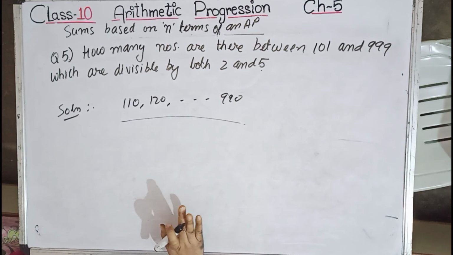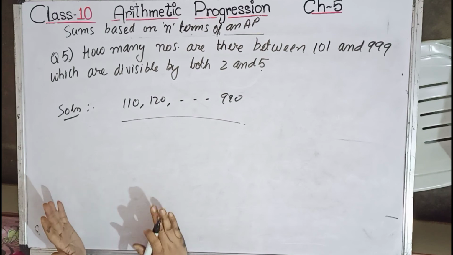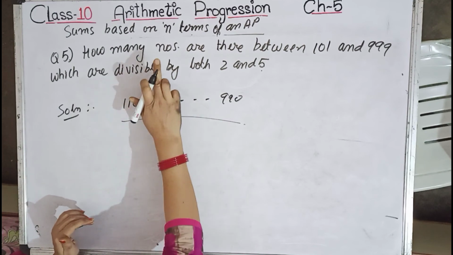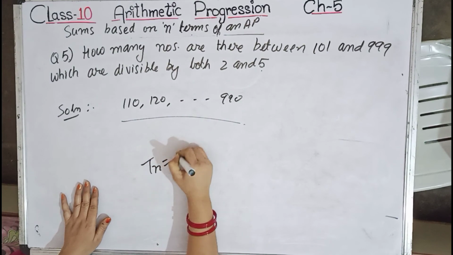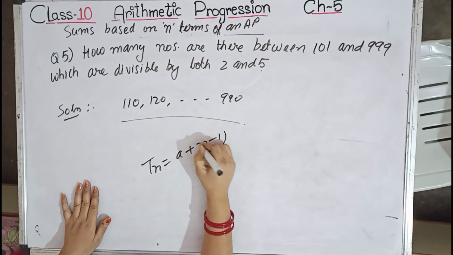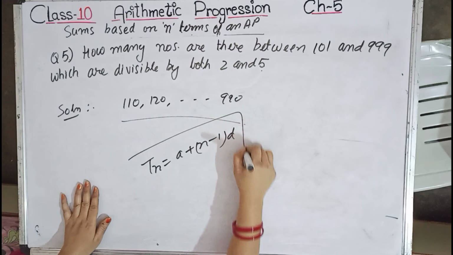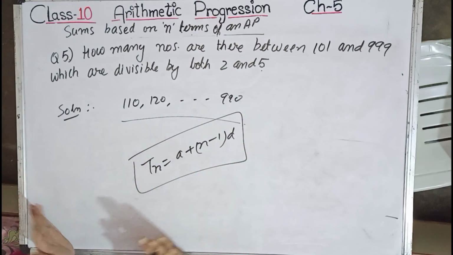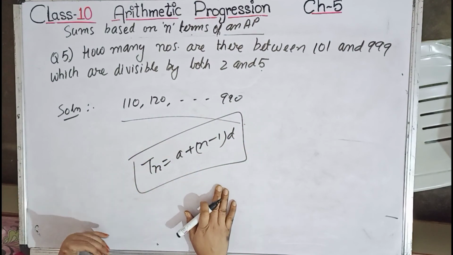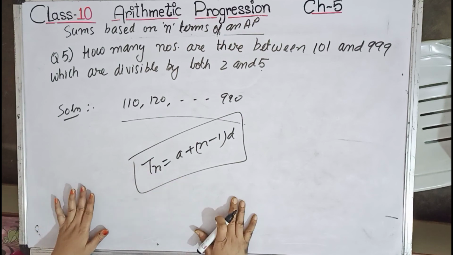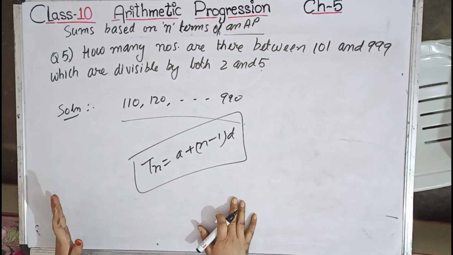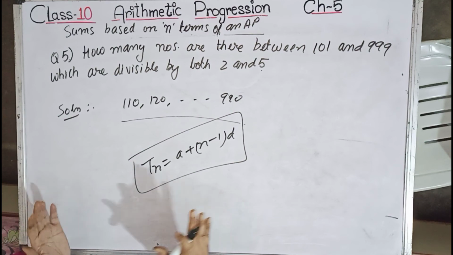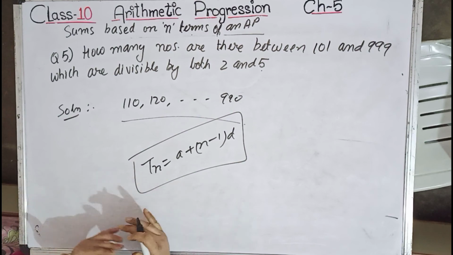So, I have dealt with all the types of sums based on n terms of an AP, that is Tn equals a plus n minus 1 into d. Whatever types were there, I have tried to cover all. But if you get a few more good sums and feel like asking or sharing with me, definitely you can, children. But the main thing is to practice on your own.